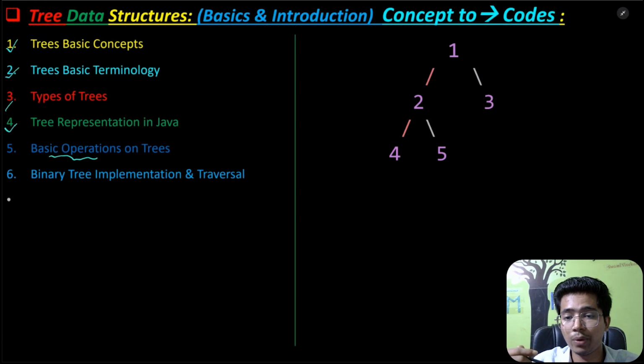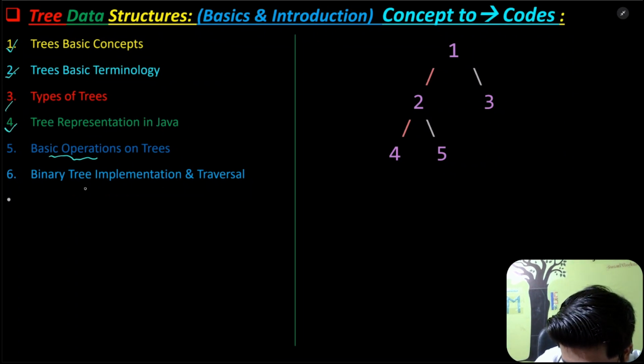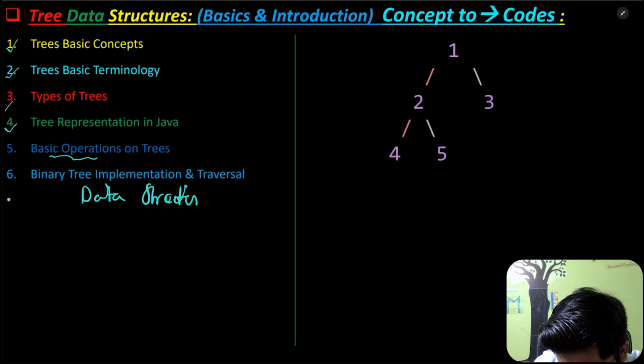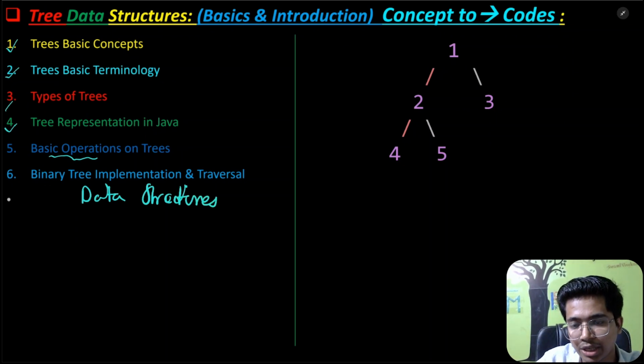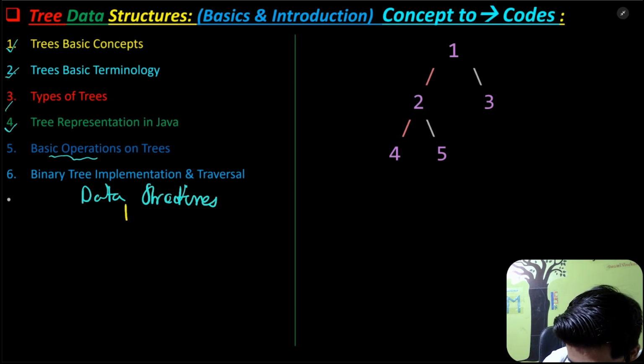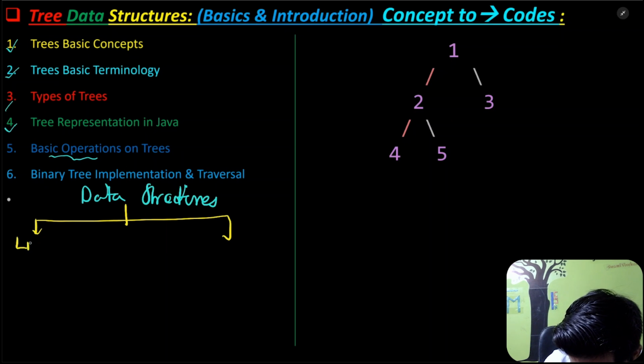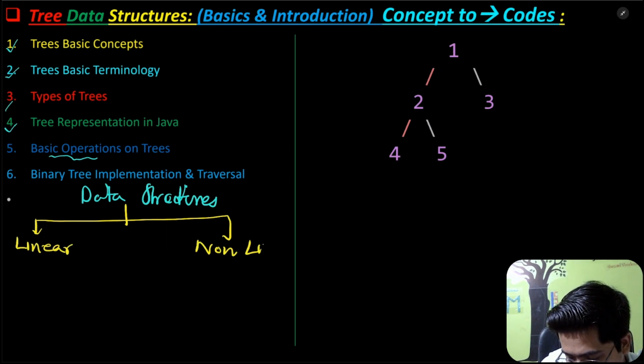So let's understand why we require a tree. Let's talk about data structures. In computer science we have data structures, and data structures are of two types. The first one is linear data structure, and the second one is non-linear data structure.